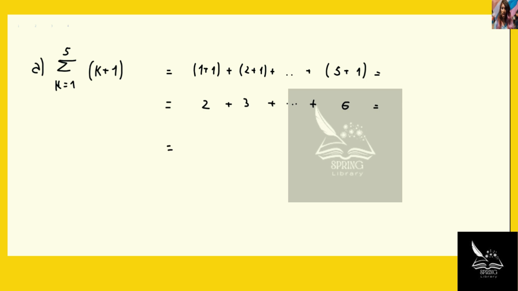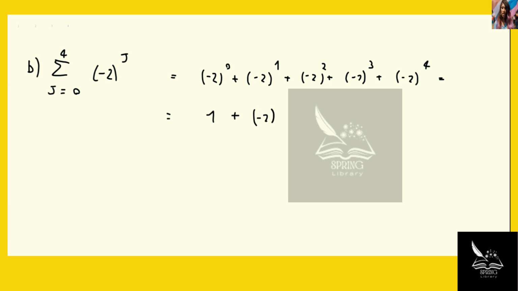So this is 5 plus 4, and 5 is 9, plus 6, and this is 20.